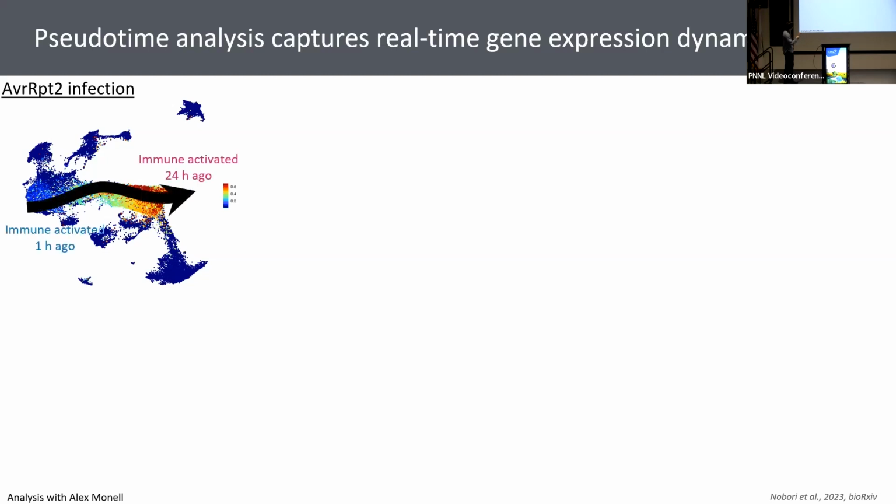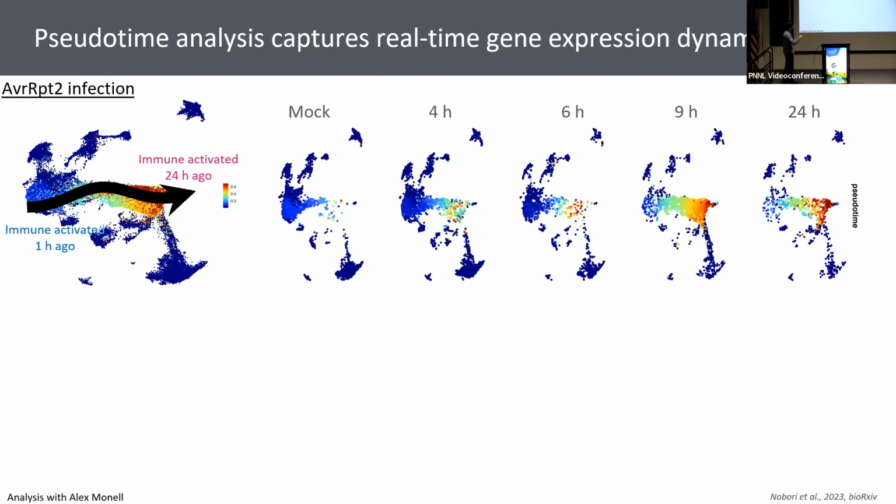Our interpretation is that the cells with low pseudo-time values are the cells that are not immune activated, or immune activated not so long ago, while the ones with high pseudo-time values are the cells that are immune activated quite long ago. Is that accurate? We can actually ask this because we have the real-time course data. Here's the real-time course data. Now you can see more blue cells at early time point for no bacteria, no pathogen infection, but more red cells at later time point, sort of supporting this interpretation of the data.